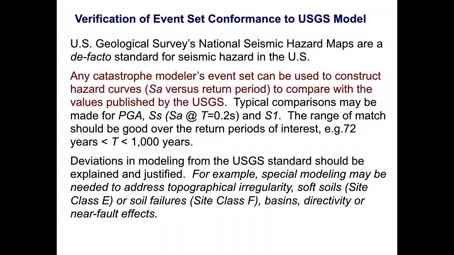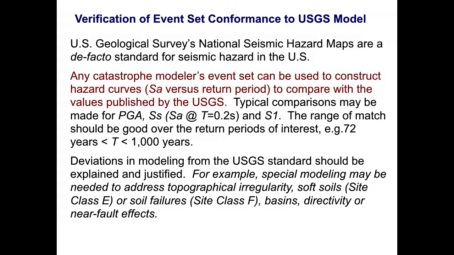That would be in cases where there's significant topographical irregularity or where there's very soft soils, site class E might be an example, or where there's soil failures, site class F. Also, deep sedimentary basins might be a case where special attention or some additional steps would be needed, or where directivity or near fault effects are occurring. And in those cases, there may be some different things that need to be done.